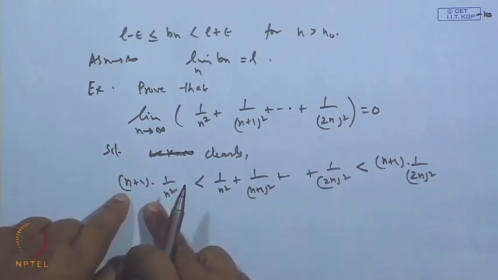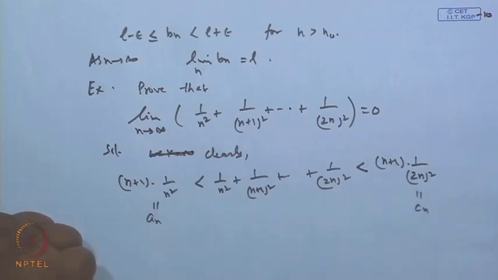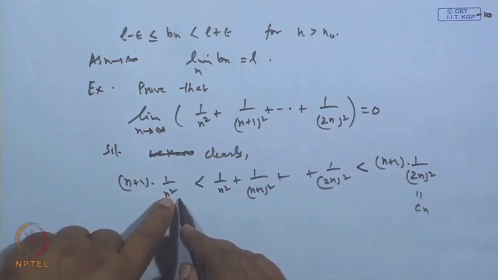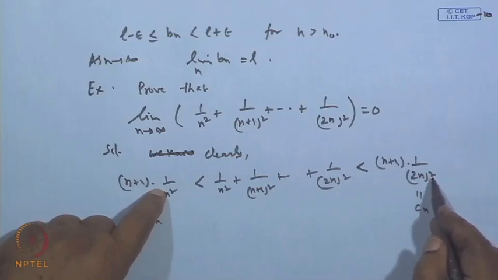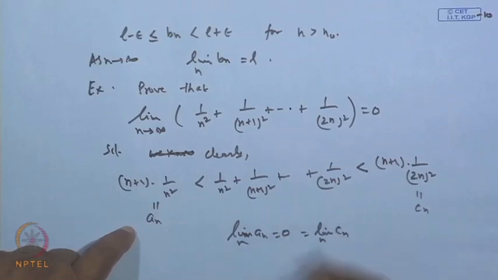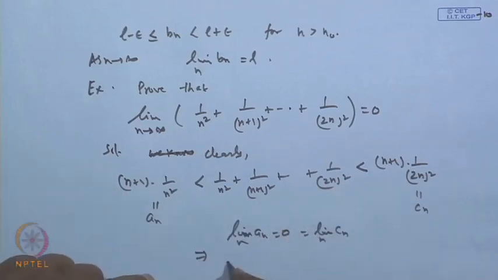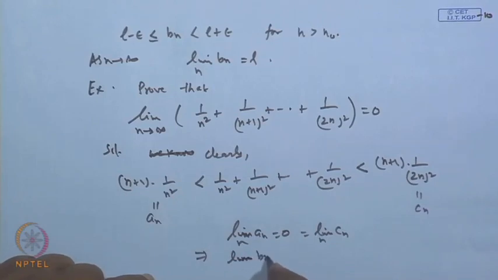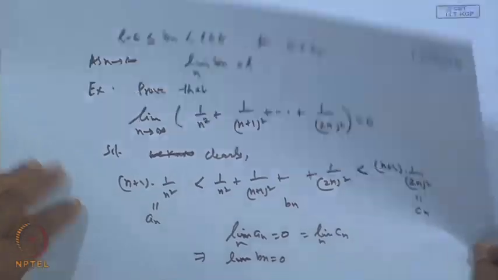Now, as n tends to infinity, this is our a_n and this is our c_n. Because the denominator has larger degree than the numerator, this will go to 0 and this will go to 0. So, the limit of a_n is 0, the same as the limit of c_n. Therefore, the limit of b_n must go to 0. So, this shows very interesting things, is it? Like this.